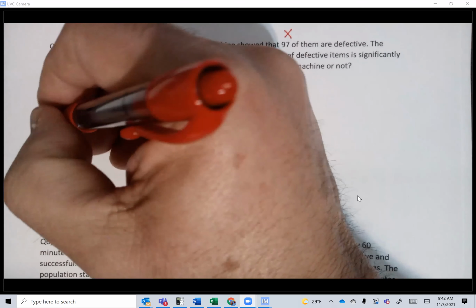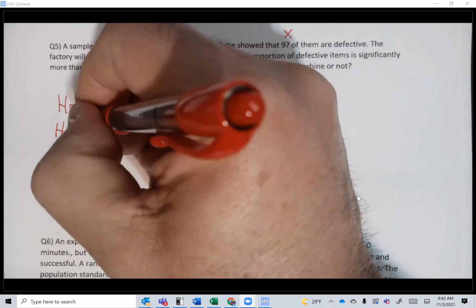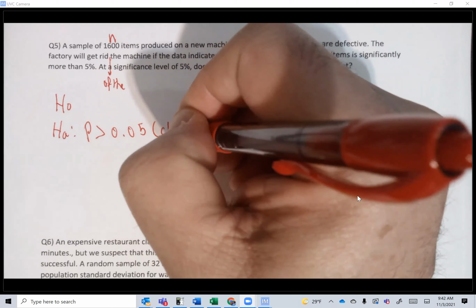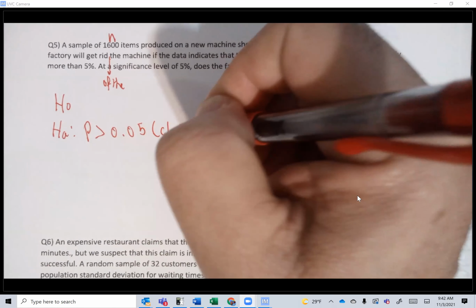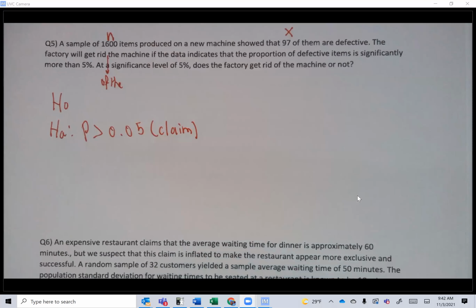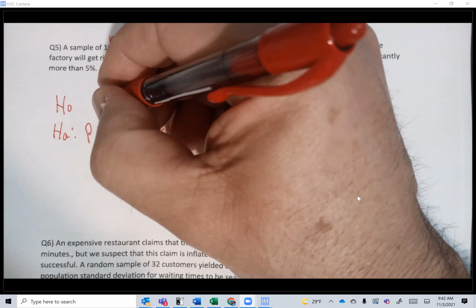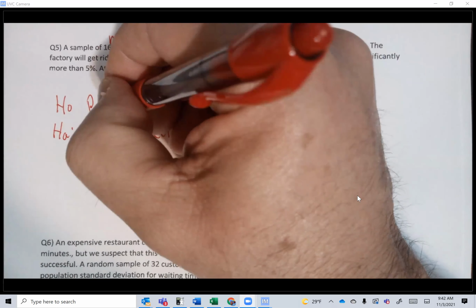So would you guys agree with me? If I say P is more than 5%, that's the claim. We want to see if this is the case. If the proportion of defective items is more than 5%, they need to replace the machine. Well, let's check if they need to replace it or not. We run a hypothesis test. So you guys agree with me that if you have a greater than, it should be a less than or equal to here. And that's 0.05.